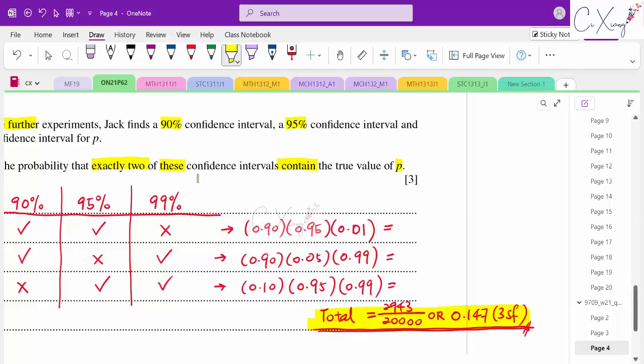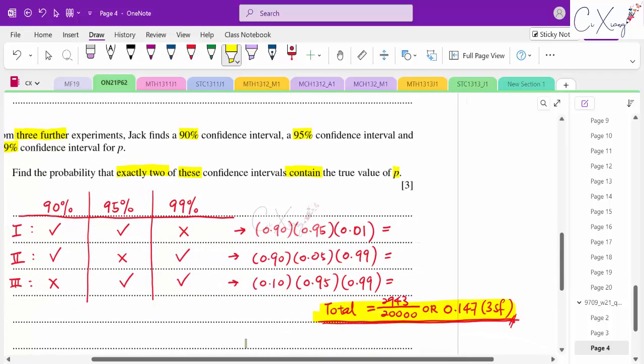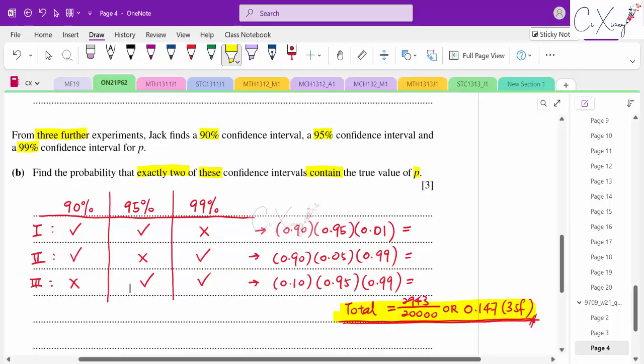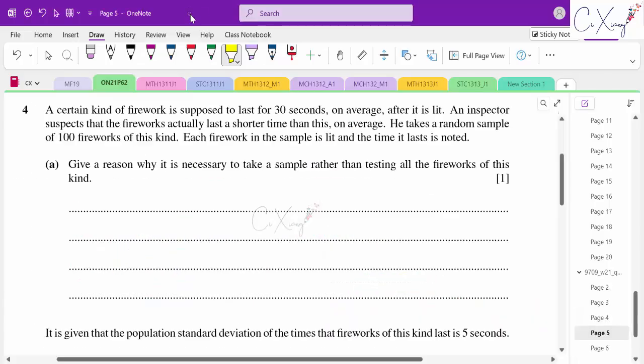Alright, so this is how we calculate the probability, and we need to consider the cases by cases. We have to list out all the possible outcomes so that for every single case, it consists of the condition where 2 confidence intervals contain the p and 1 confidence interval doesn't contain the p. And this is how we solve question number 3.